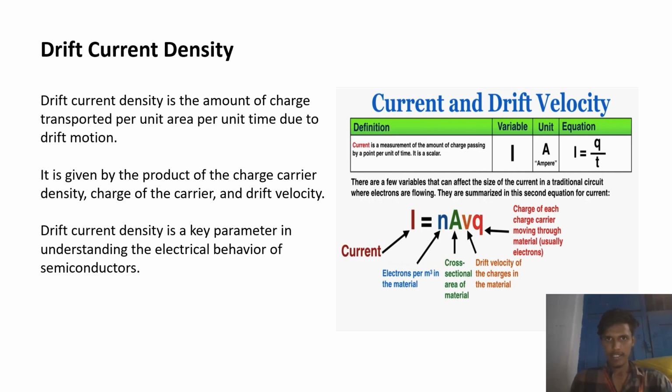Current and drift velocity. Definition. Current is a measurement of the amount of charge passing by per unit of time. It is a scalar.